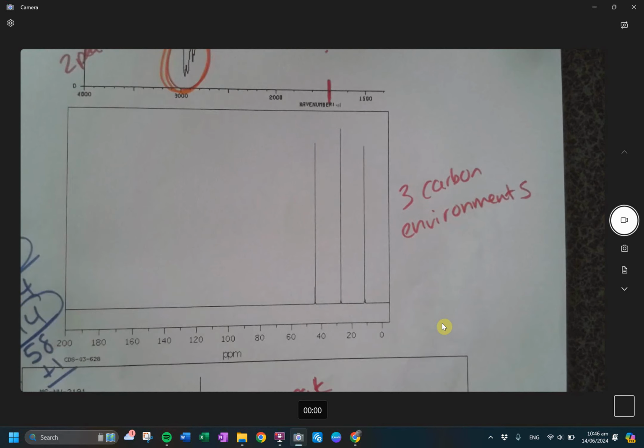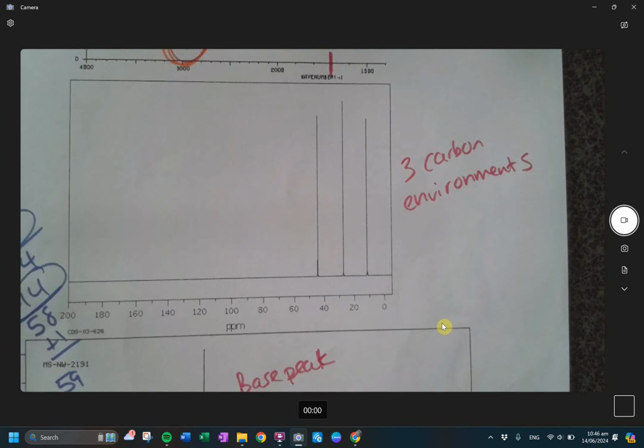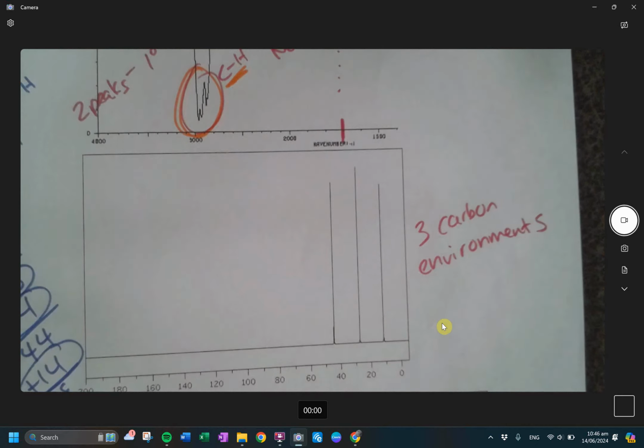So, did I draw this molecule out? I thought I did. I think you did. Did I draw another piece of paper? Yes, I did. No, that's not it. There it is. Okay.